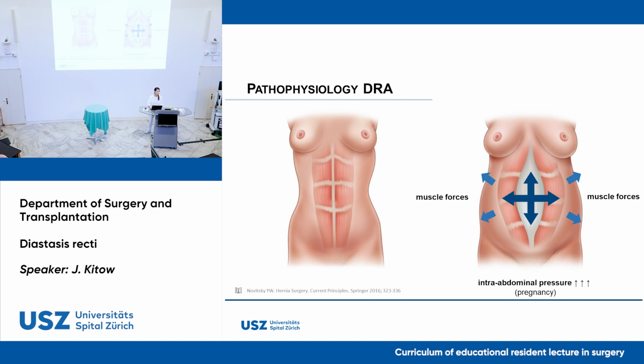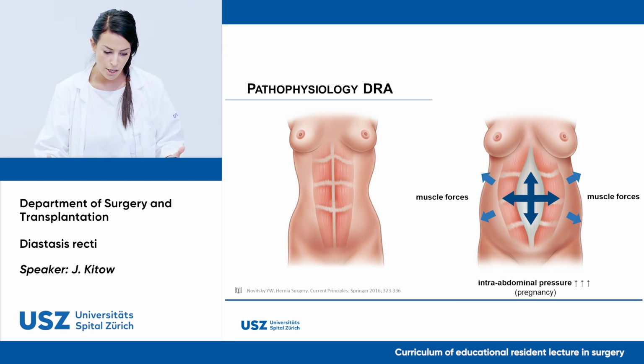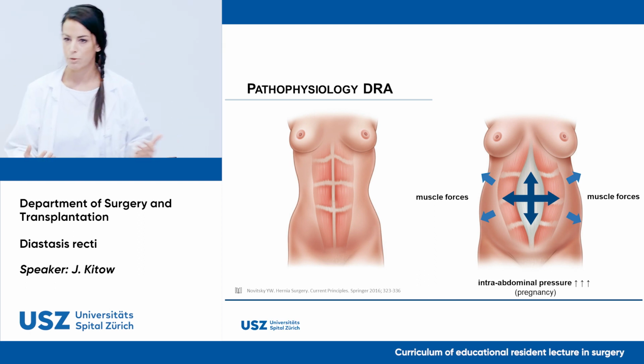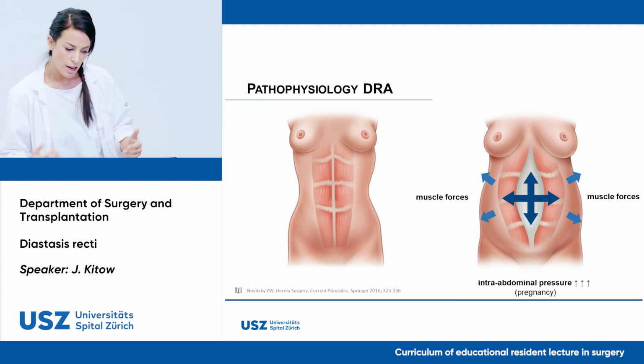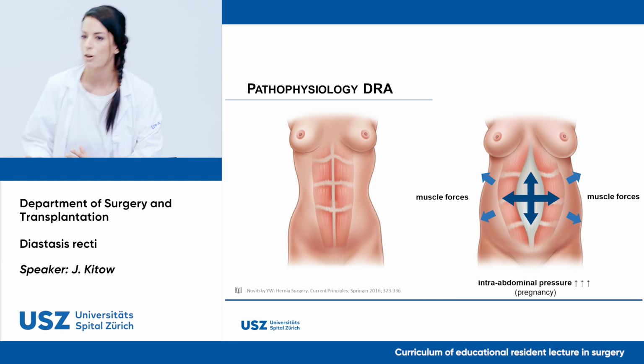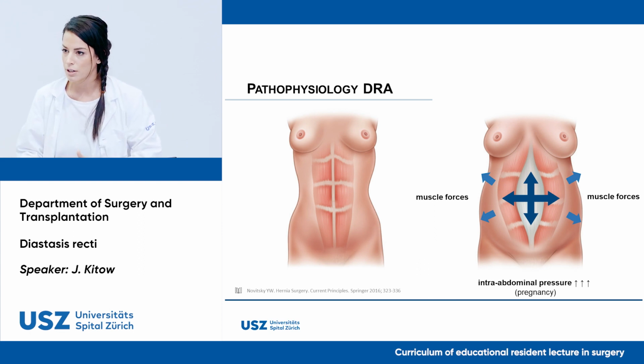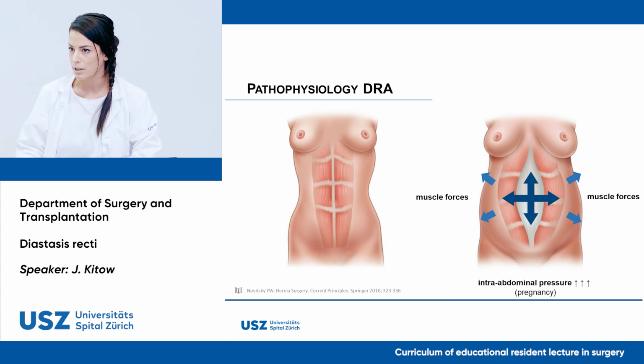What is the pathophysiology of diastasis rectus abdominis? Well, actually, it's pretty simple to imagine. When it comes to raising abdominal pressure, the rectus muscles are pushed aside. And what happens next is they get longer. And if they get longer, they cannot contract to the full amount anymore. And if this happens, the patient will lose muscle force.